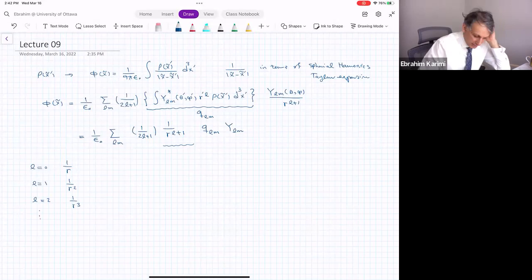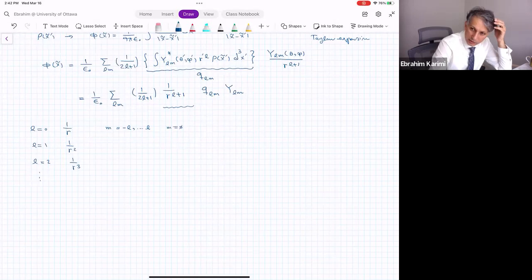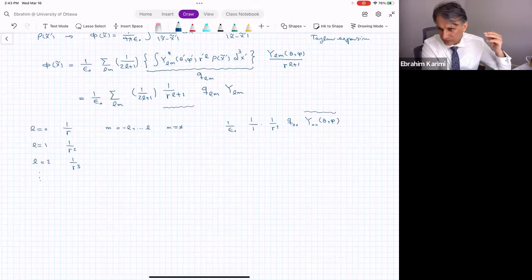And associated to L, we have a freedom of choice in choosing M. So M can be from minus L to L. For this specific case of L equal to 0, we only have M equal to 0. So then we end up with a term which is 1 divided by epsilon 0, 1 divided by 1, 1 divided by r to the power of 1, Q00, Y00 of theta and phi. Okay, where Y00 is a constant, I think 1 divided by square root of 4 pi.